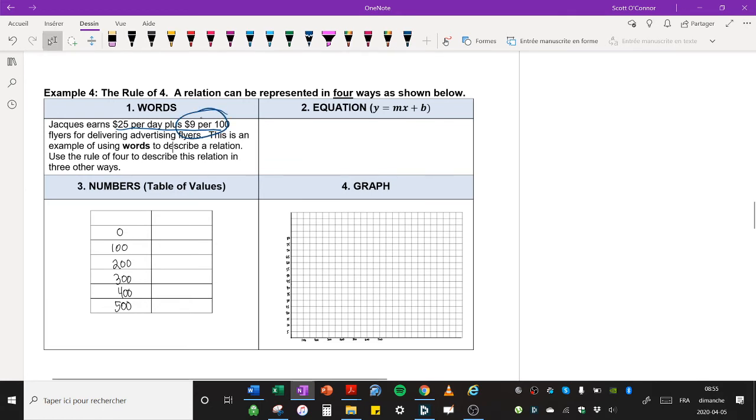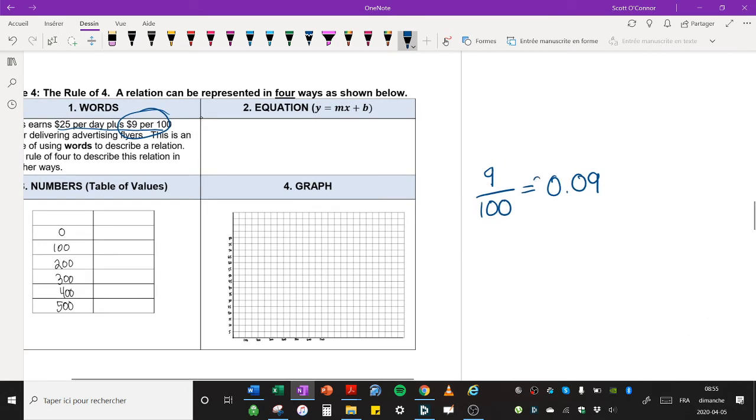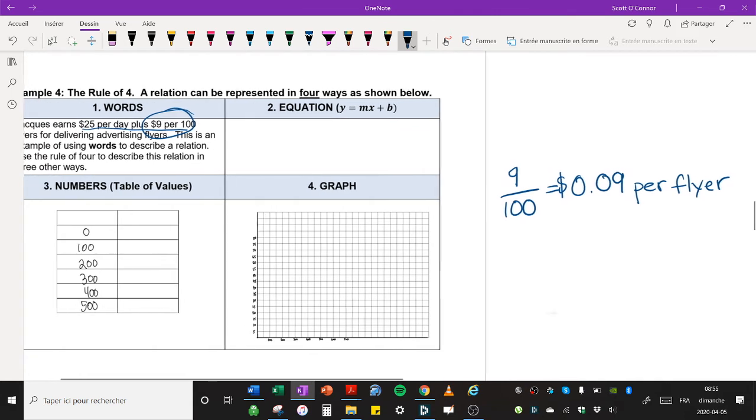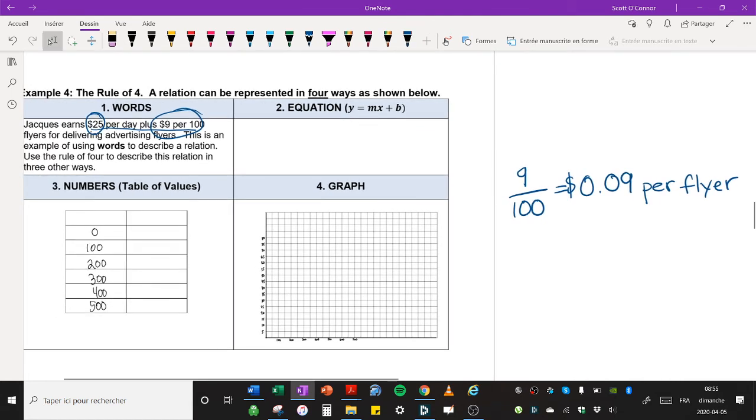So if you look at this, it says here it's $9 per 100. Well, to find the slope, we need to find out what the change is per 1. How much is he going to get paid for delivering 1 flyer? And so the way that we would find that is by doing the amount that he gets paid for 100, which is $9, divided by 100, and that gives us 9 cents per flyer, and that is going to be your slope. Your initial value is how much he gets paid for just showing up to start work before he delivers any flyers. So that's going to be your B.